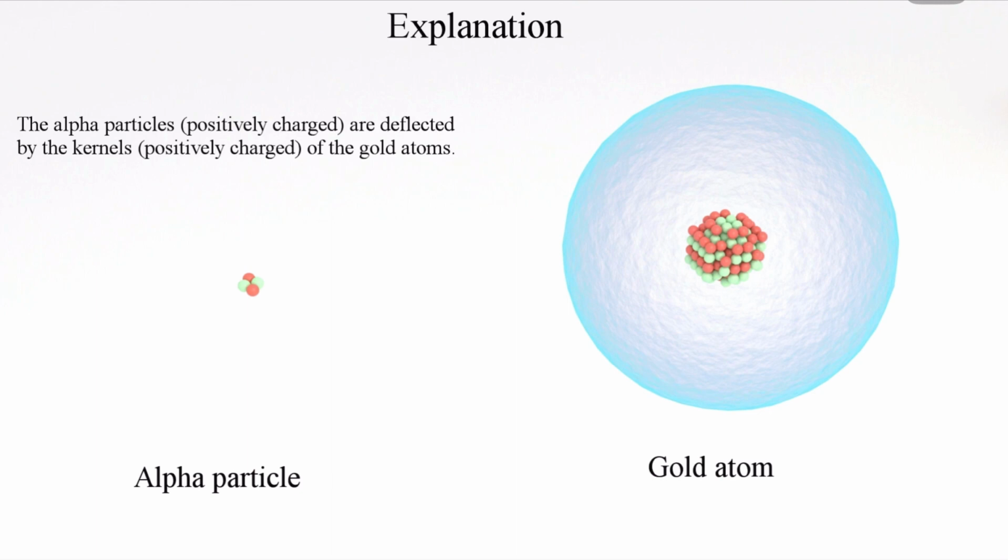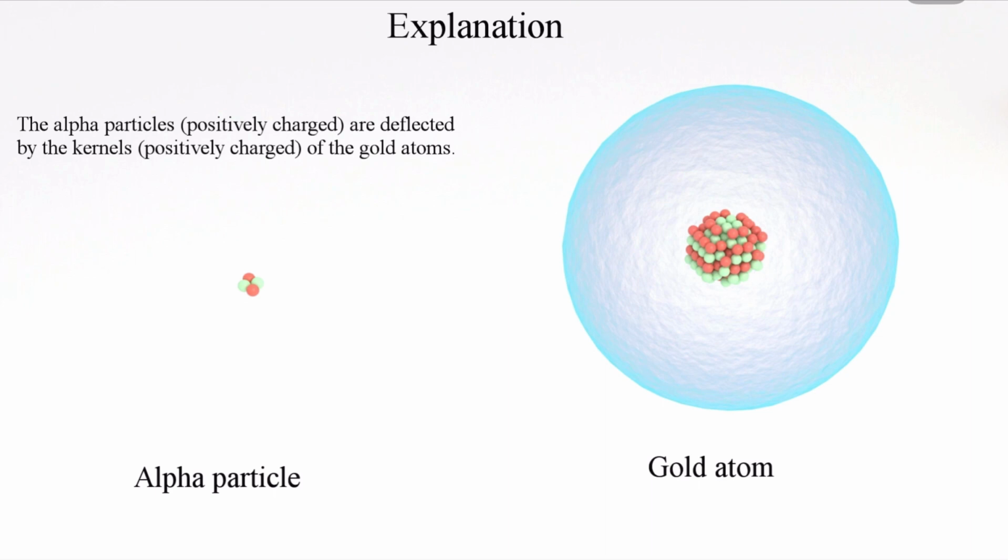So this is what the gold atom looks like. Right in front of the center, you will see the nucleus. Outside the nucleus, there's this empty space. And around that, we have the electrons, which are basically orbiting around the nucleus. On the left hand side, you can see that we have an alpha particle, which we are bombarding towards the gold foil or the gold atoms.